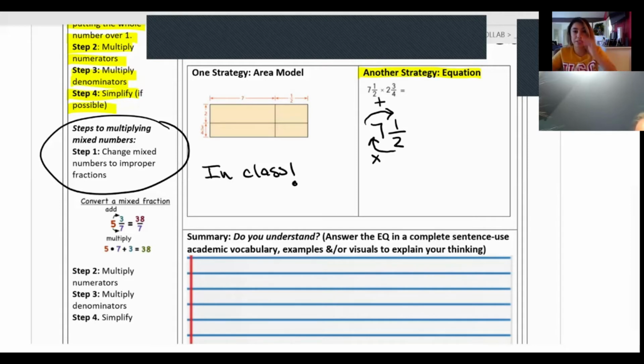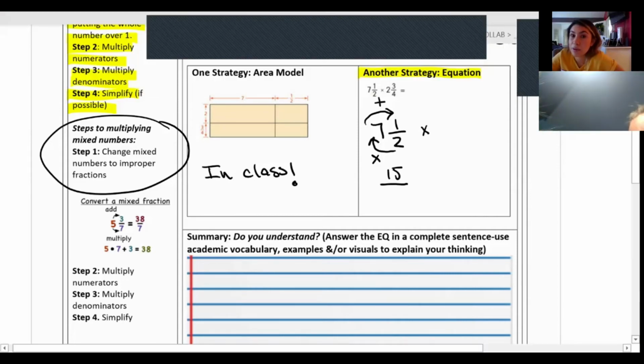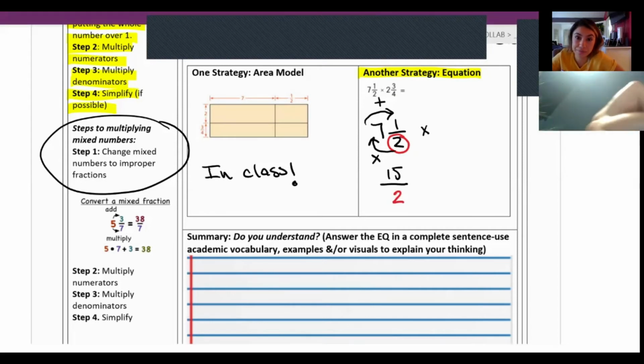So let's see this in our first fraction and our first mixed number. So we multiply 2 times 7, which is 14. We'll add 14 to 1, and that will give us 15. So we put 15 in our numerator, and we keep our same denominator. So we just keep our same 2 as our denominator. So it should be 15 over 2.